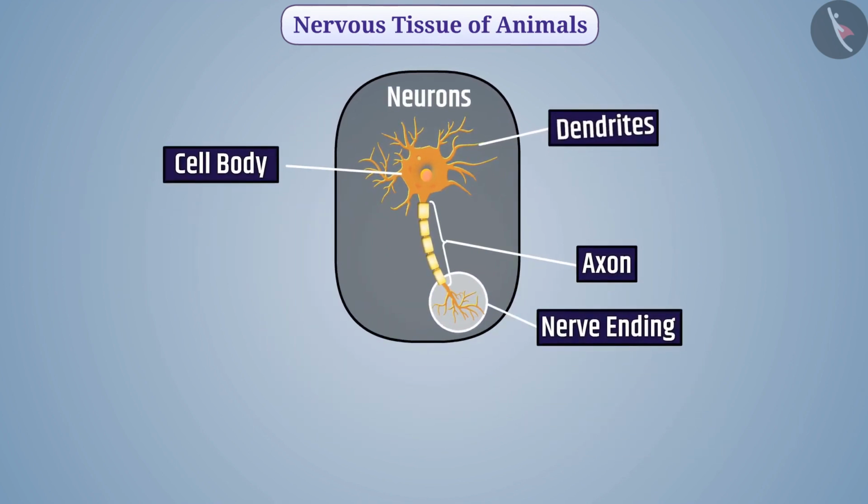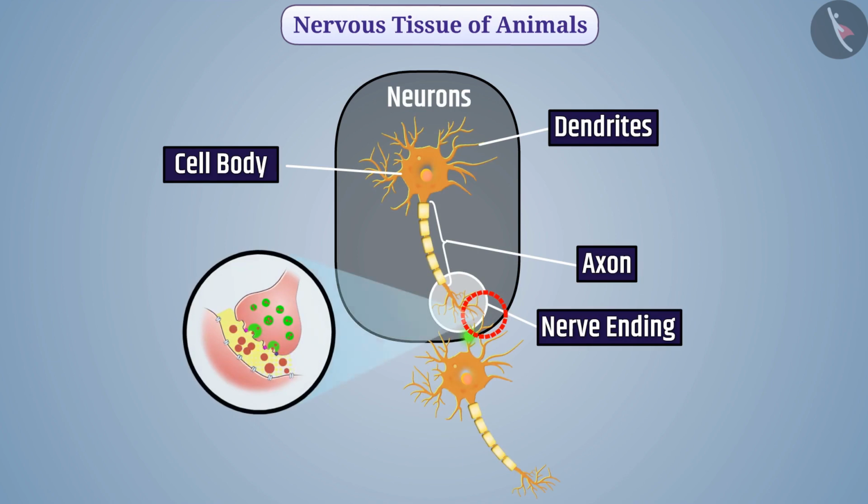The dendrite transmits the stimulus to the cell body, and through the cell body and axon, the stimulus reaches the terminal end of the nerve, from where the stimulus reaches the dendrites of another neuron. There is a space between the end of one neuron and the dendrites of another neuron. This space is called synapse. Stimulus crosses this space, that is synapse, and reaches the dendrites of another neuron.